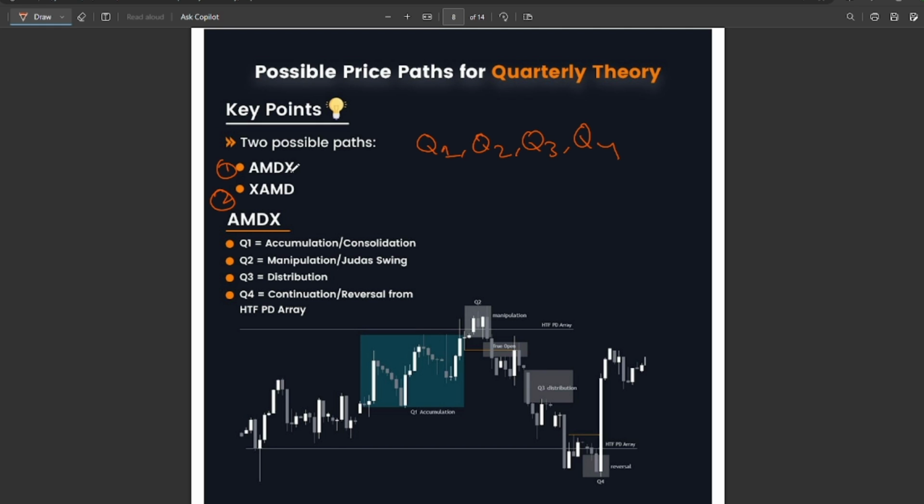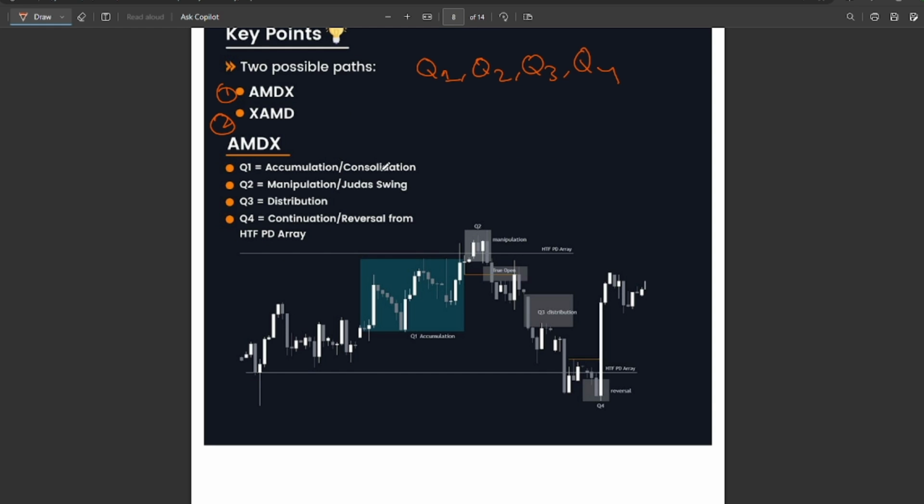First of all, we come to AMDX. What do we mean by AMDX? In an AMDX price path, price will accumulate in the first quarter. As you can see, in Q1 it is accumulating. In the second quarter, it will manipulate or create a Judas swing. You can see in Q2, it manipulated or created a Judas swing. Do remember this gray line is a higher time frame PD array.